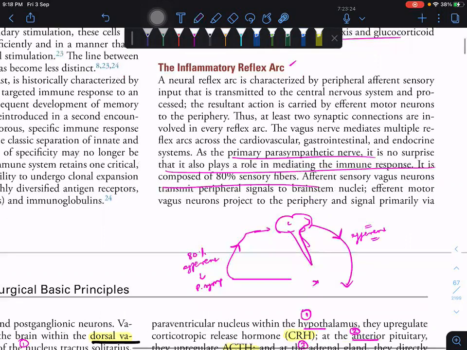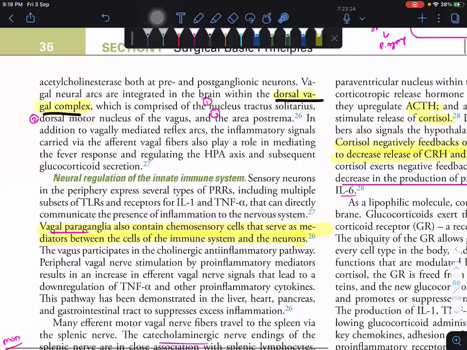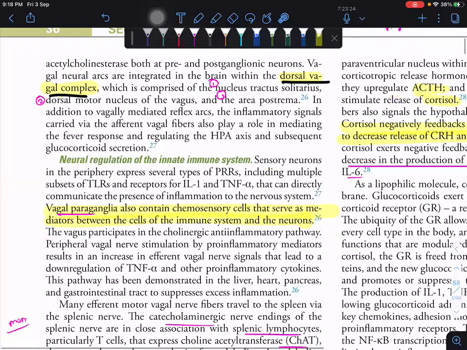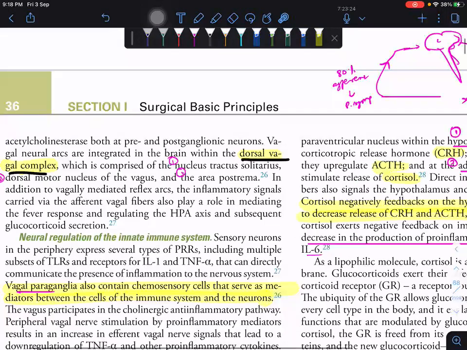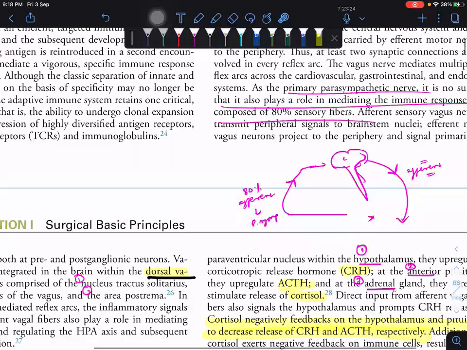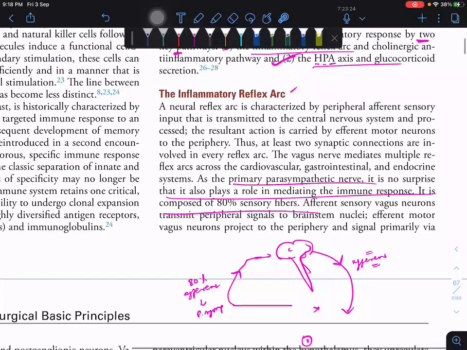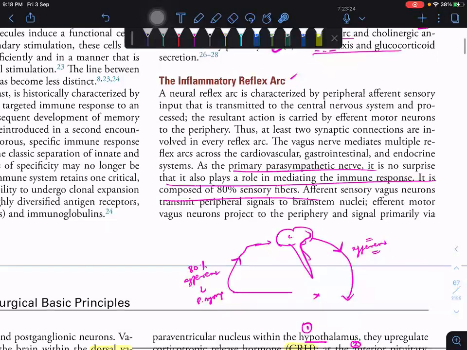So it goes to the center. The afferent will go to the center, which is called the dorsal vagal complex. It is comprised of three things: NTS, DMN, and the area postrema. Okay. After that, it will give the efferent. The efferent will be cholinergic, because this parasympathetic is cholinergic only. So the efferent will have this cholinergic effect.